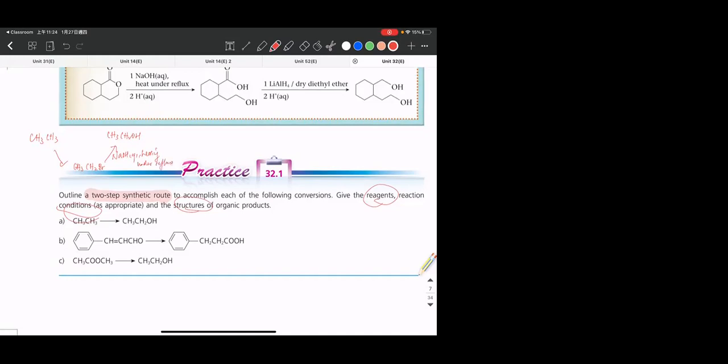So this one, it is limiting Br2, followed by UV light, okay? So by doing so, we can have the two synthetic routes replacing this arrow, right? You cannot have one step to do so. Instead, we go to two steps. Do you understand? How about B? We cannot do such a step, but we are going to add one more step in between.